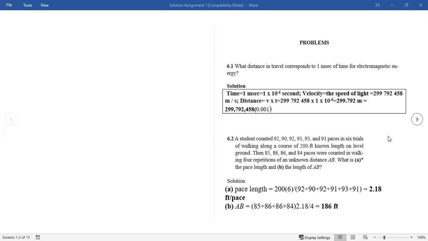While part B is just that you have to take the average of the steps and multiply by the base length you have calculated in part A, and you will get the distance. That's how you will find this answer.